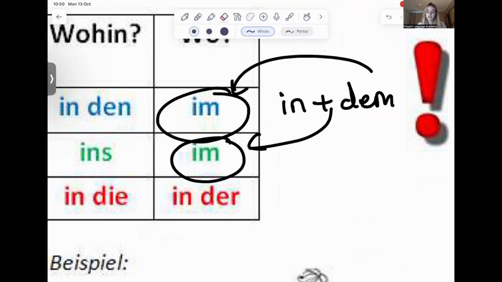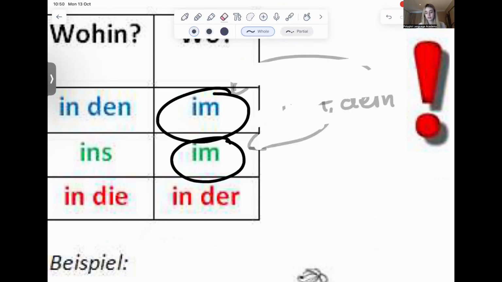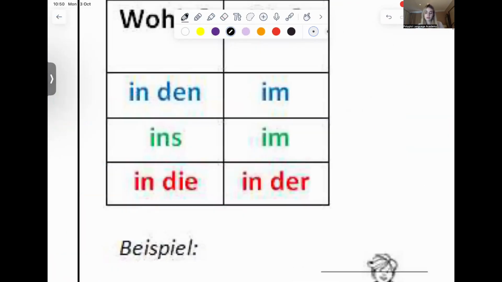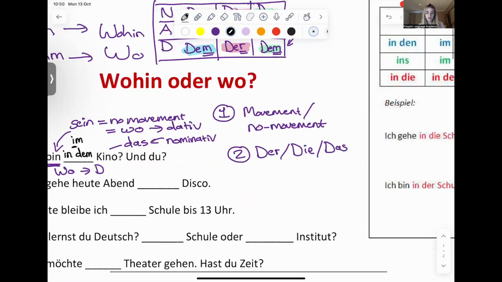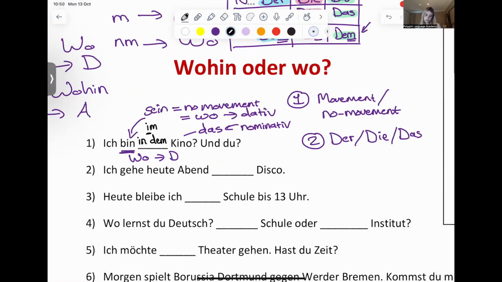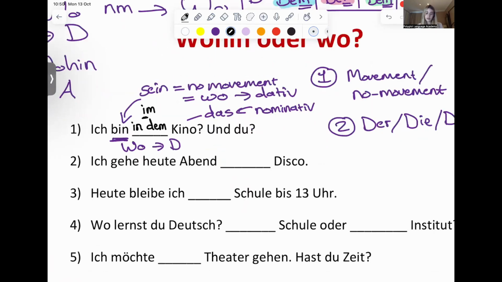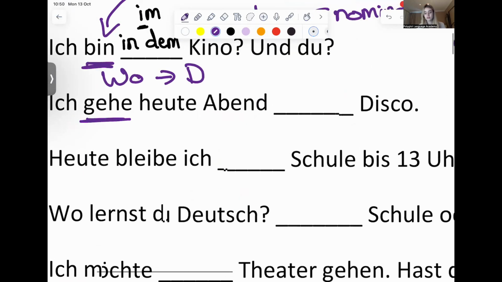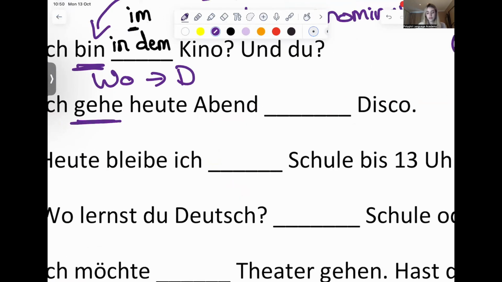But if you're writing a test or an exam in German, in dem is also right, but sometimes they might want you to write im, so just be aware of that. It means the same thing. Okay. Ich bin im Kino. Und du? Now we have ich gehe heute Abend Disco. So again, we're going to use in.